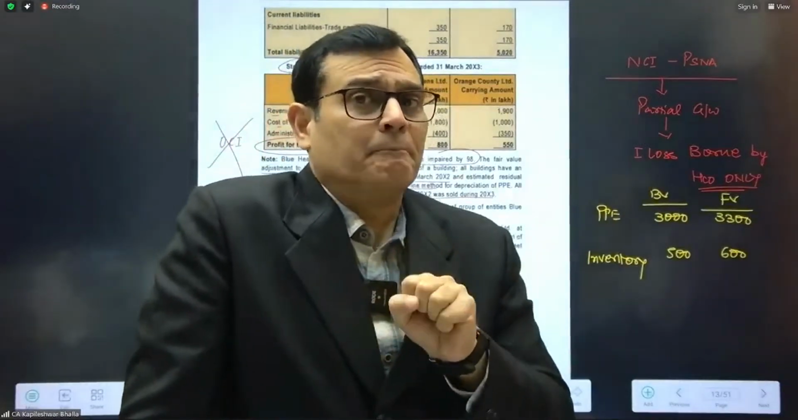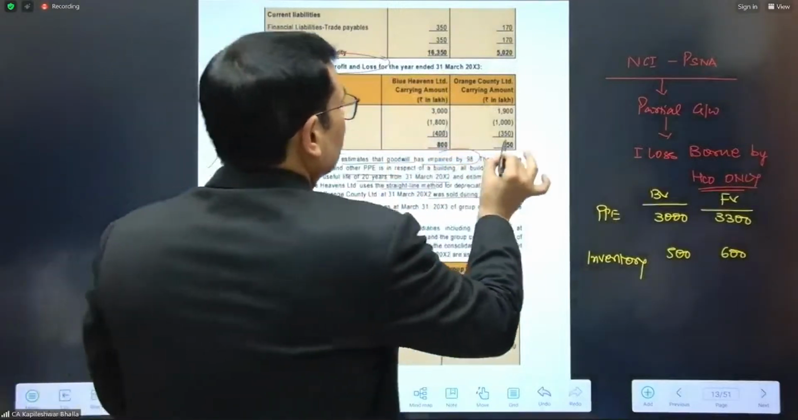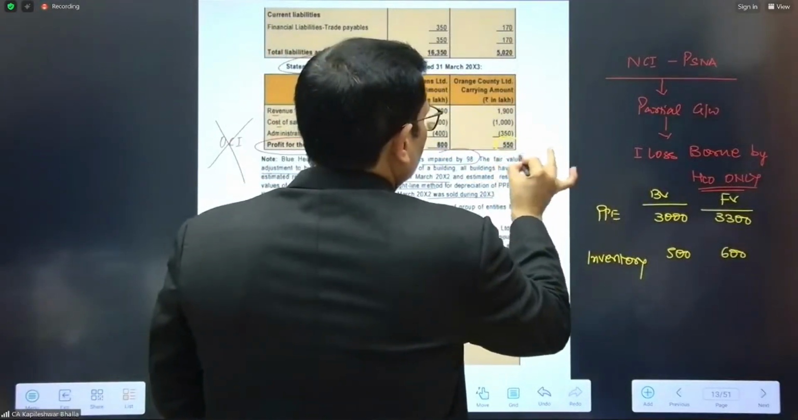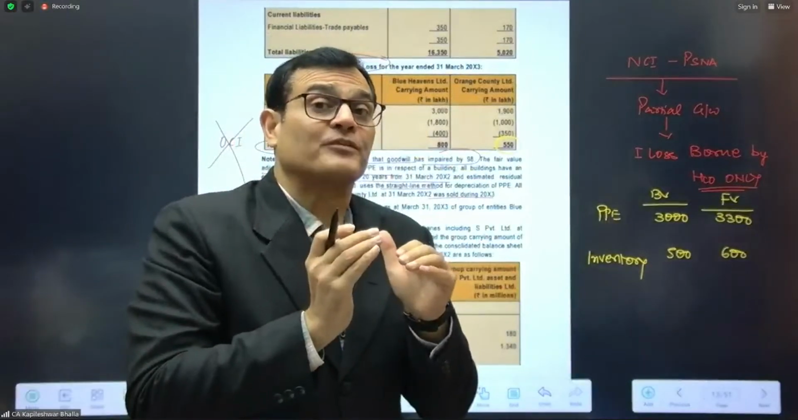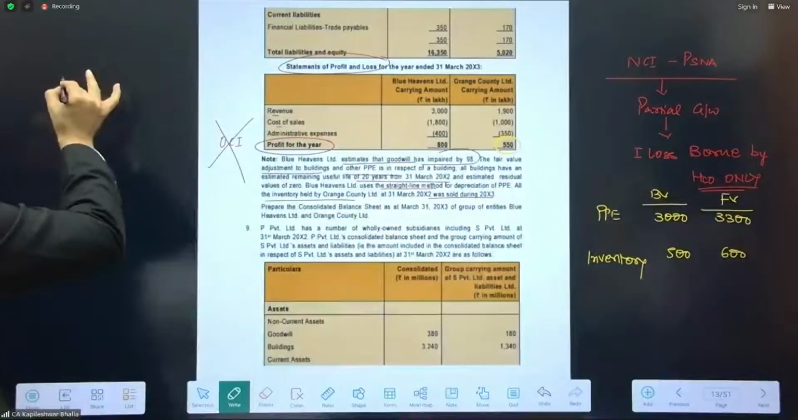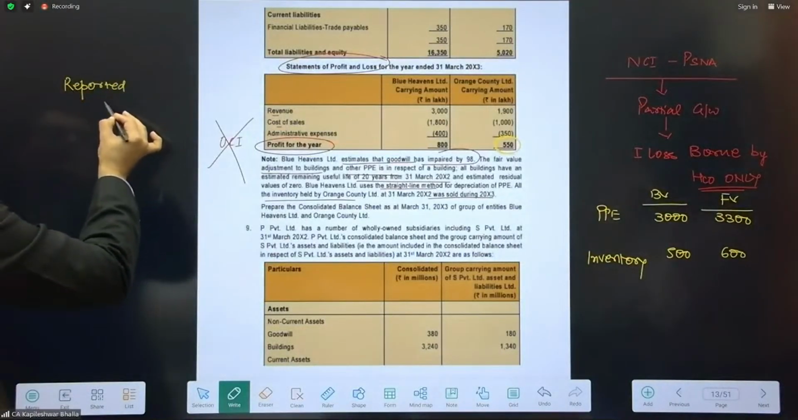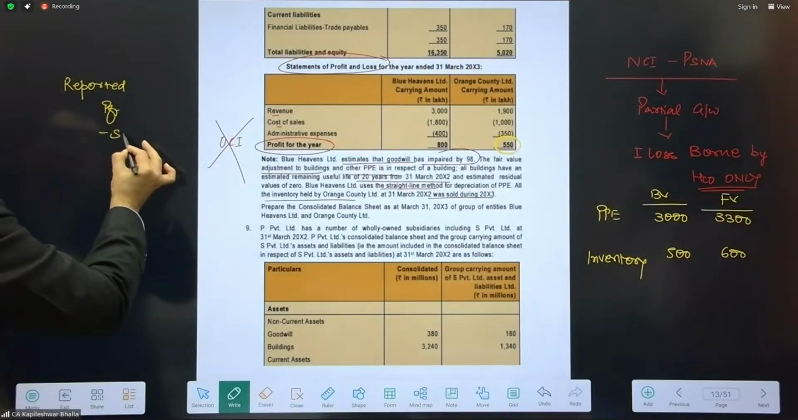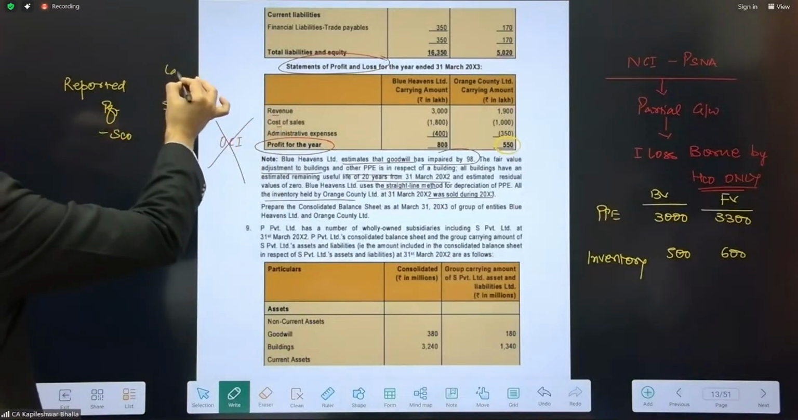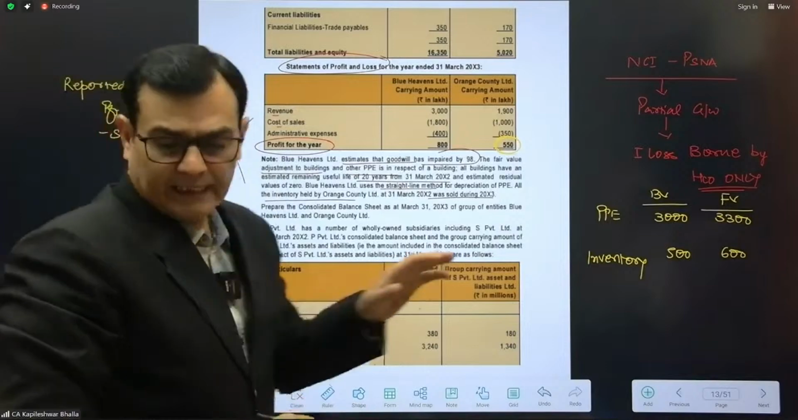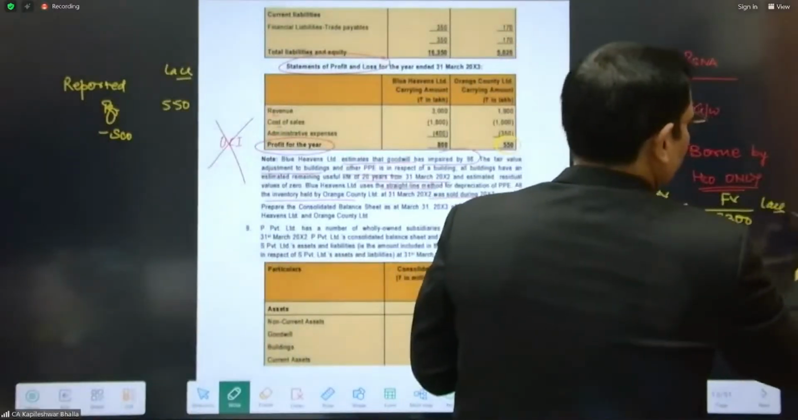Now, let's see the impact of this. It is very clearly given in the question that the subsidiary's profit is 550. This is the reported profit of the subsidiary. Now watch my calculations carefully. The reported profit of the subsidiary company is 550. These figures are all in terms of lakhs, and these figures were also in terms of lakhs itself.